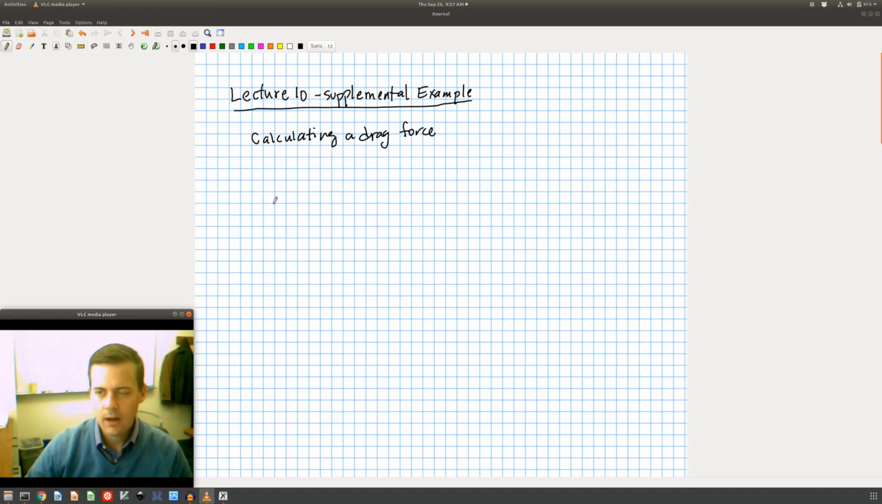Okay, class, I wanted to post this quick example from lecture 10 about calculating a drag force. We covered most of this, but I wanted to go through a quick example for any of you that wanted to see the extra bit.